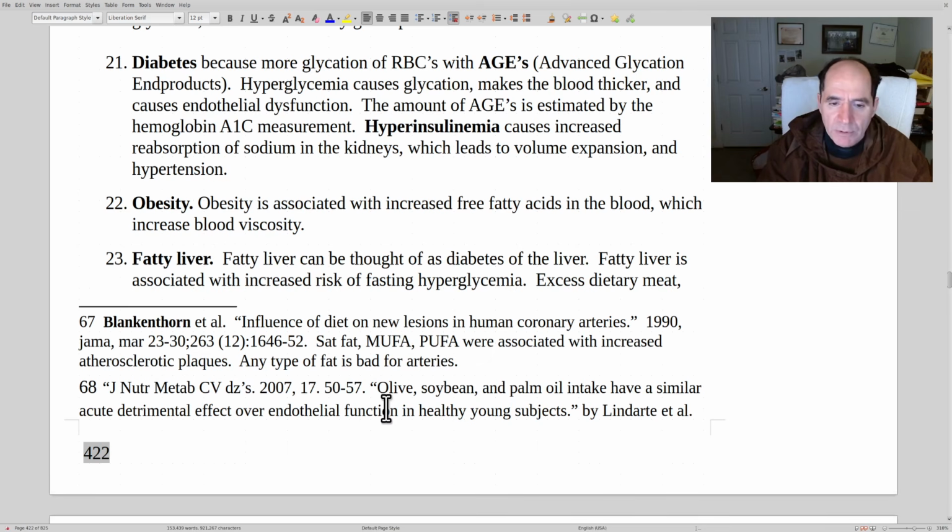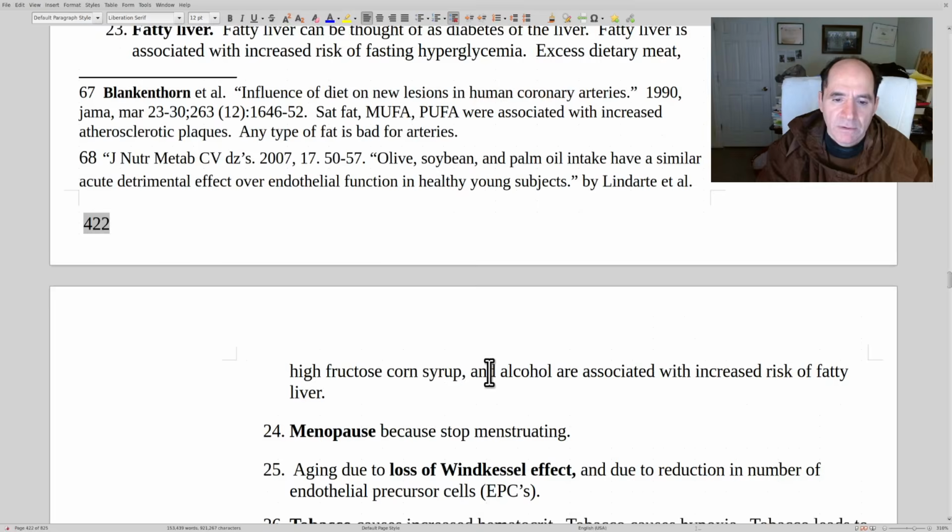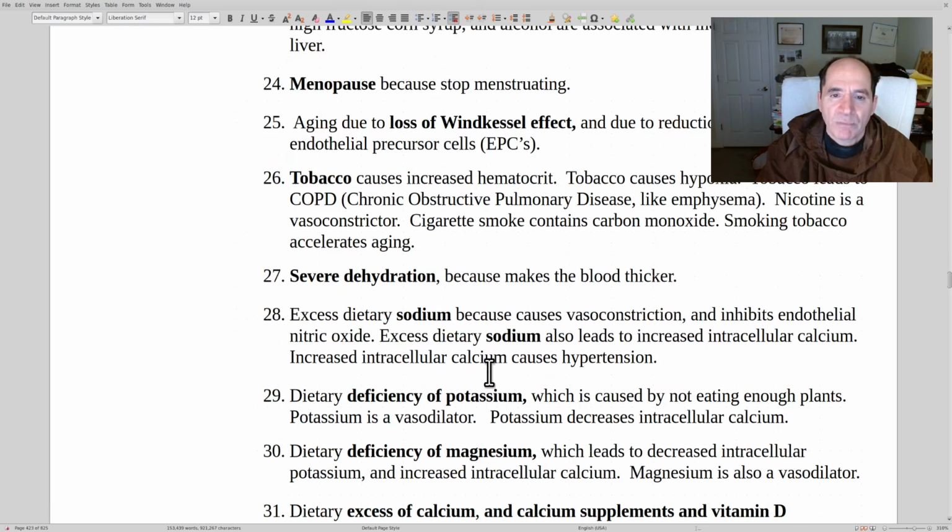Here's another paper. Olive, soybean, and palm oil have similar acute detrimental effects on endothelial function. They're all bad. There is no good oil, so don't listen to anybody trying to tell you that one or the other oil is good in some way. They're all bad for you. They're not a normal food. They're a processed thing that's toxic to your arteries.